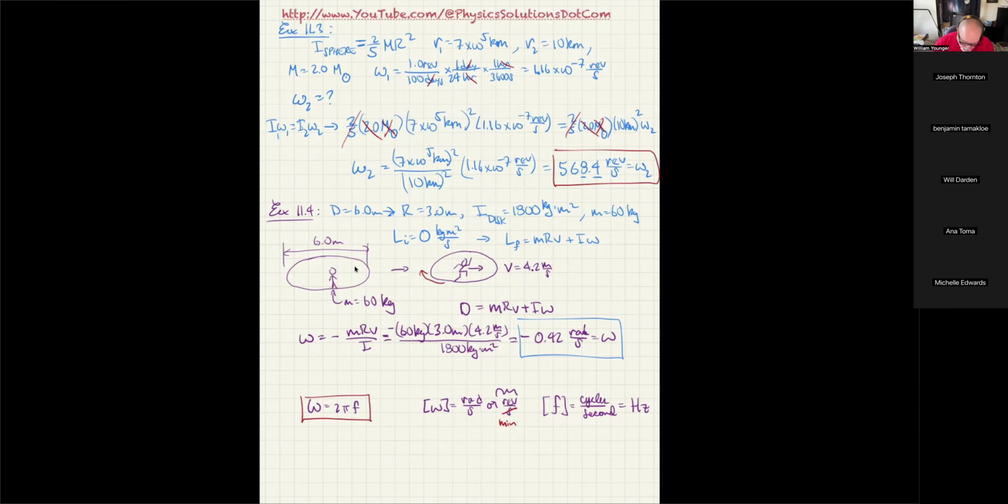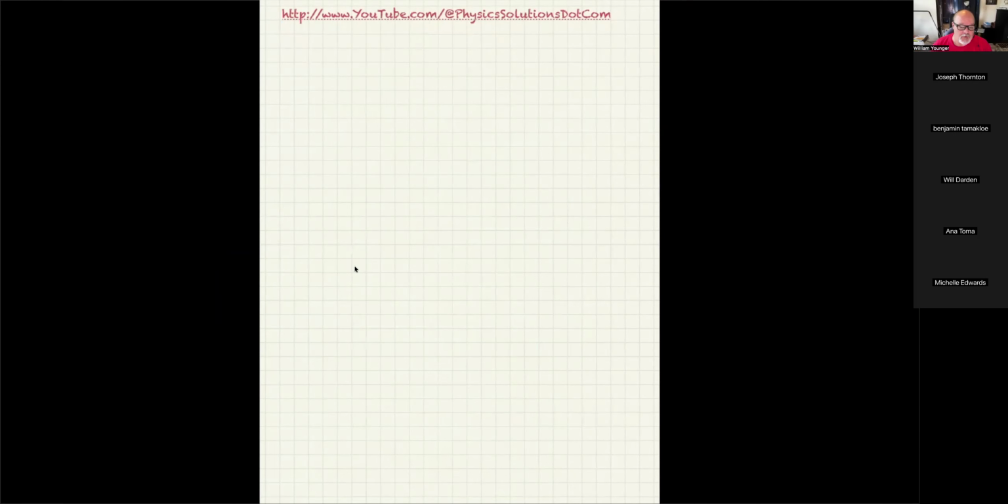Okay. Your book has a really good example called conceptual example 11.5, and I wanted to explain that to you. So what we're going to have here is a circular disc, something like that. I'm going to draw it a little smaller.